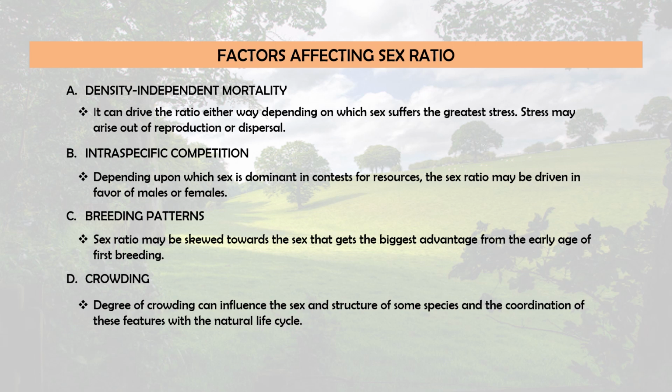And the last one is crowding. The degree of crowding can influence the sex and structure of some species and coordination of these features within the natural life cycle. If the population becomes crowded, there is more competition for food, for mating, and all the normal life processes. So this may also affect the sex ratios.